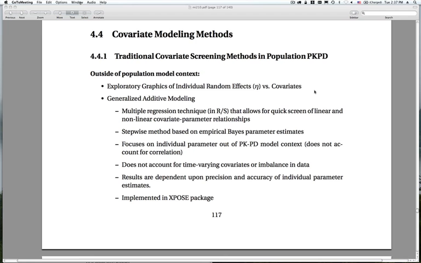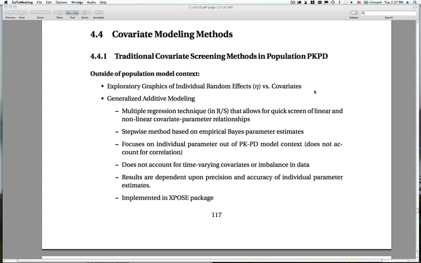It focused, first of all, on the individual parameter outside of the PK/PD model context. So it didn't account for correlation of a covariate or potential impact of a covariate on multiple PK parameters. It didn't account for time-varying covariates as well. So if you had a covariate of interest that changed over a long study, that was difficult to implement in these GAM-type models.